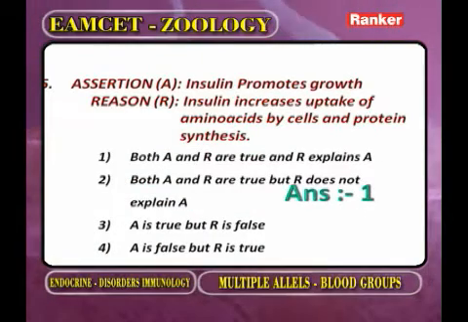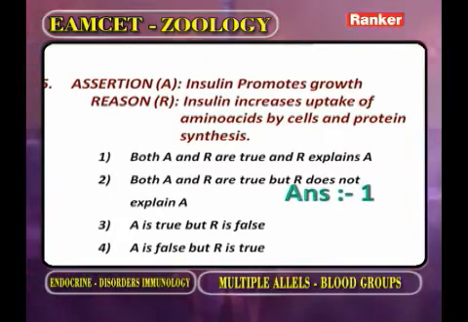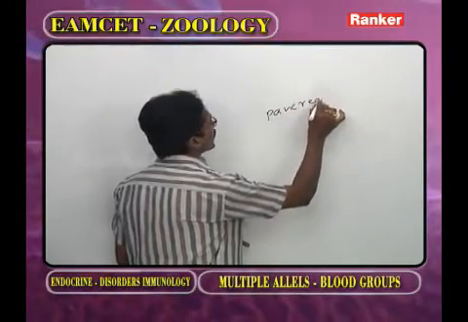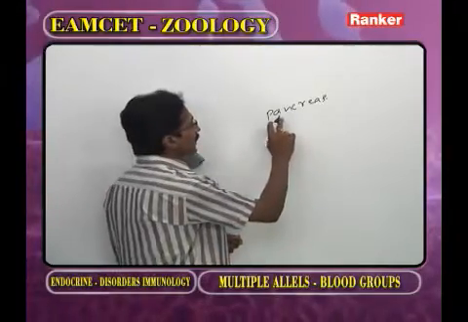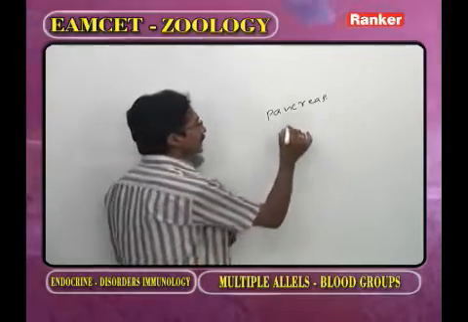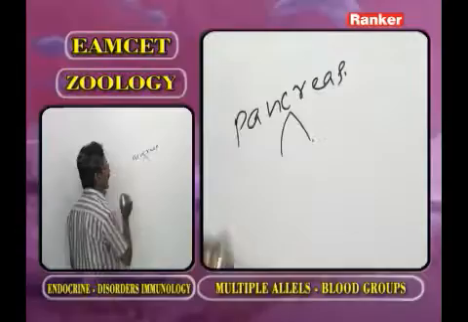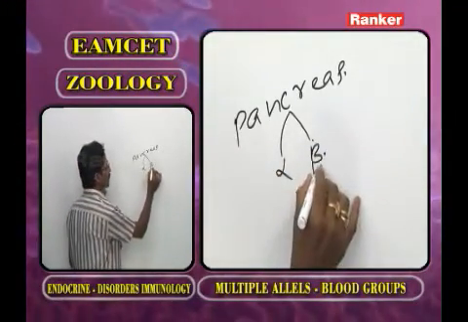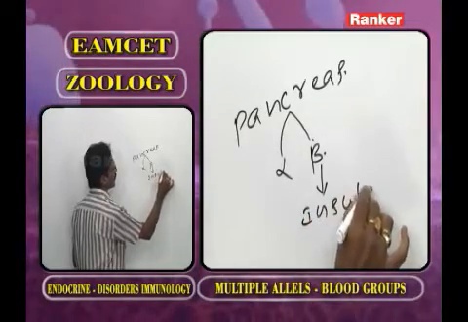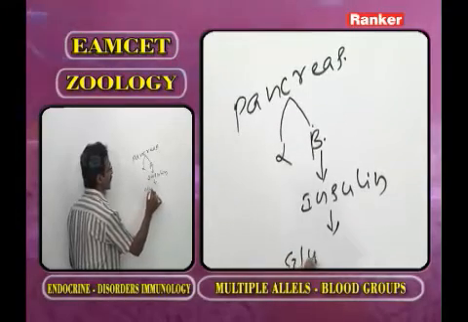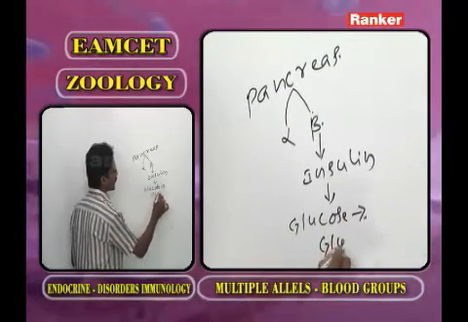Assertion: insulin promotes the growth. Now as we observe the insulin hormone, in our body, the endocrine gland that we call the pancreas. No doubt, the pancreas is called the mixed endocrine gland, or it is called heterocrine gland. In the pancreas, as we observe the endocrine part of pancreas, alpha cells and beta cells are present. Now the beta cells secrete the insulin hormone. What is the function of insulin hormone? The insulin converts the glucose into the glycogen.